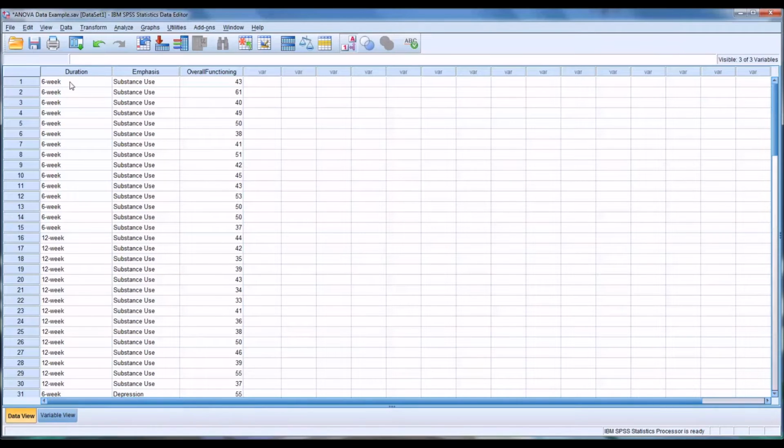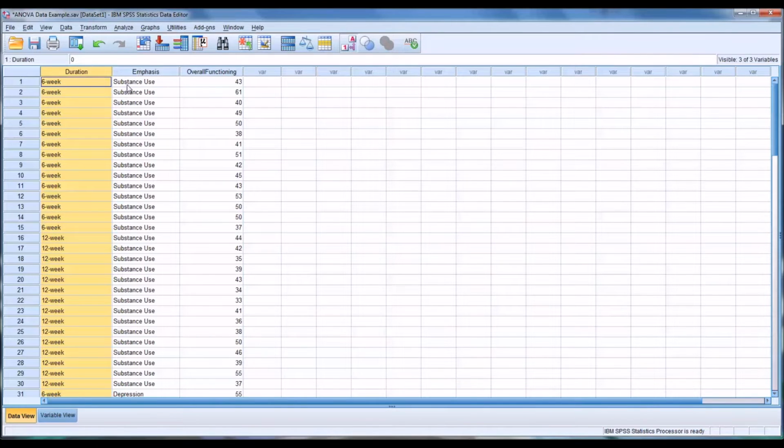I'm here now looking at the data view of some data that I created. This is fictitious data just for the purposes of this demonstration. I'm going to start by explaining the research design used to collect this data, or that would be used to collect this data if it were real. I'm going to perform ANOVA and show you the steps in that process, and then take a look at the results and show you how to interpret those results.